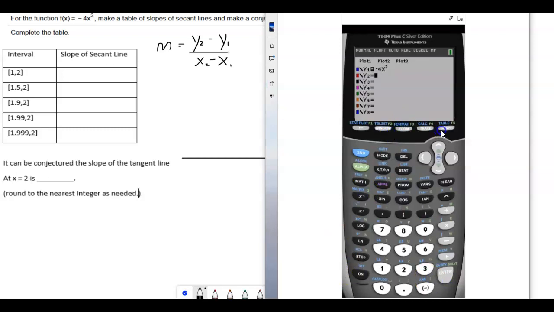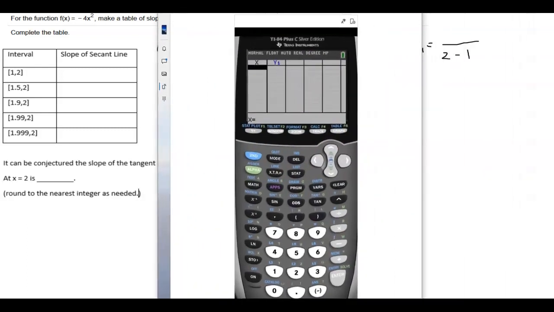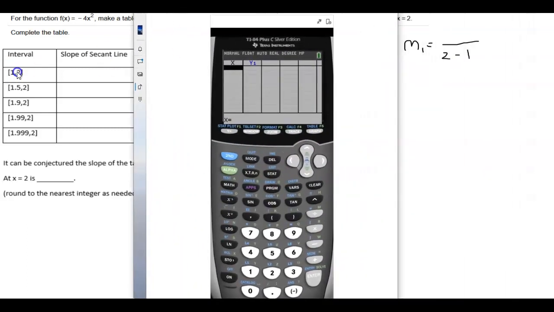I'm going to use my table so I can get those values pretty easily. Make sure that my table set, that's a second window, has the independent variable set to ask, and the dependent variable set to auto. That way I can put in an X and it'll spit me out a Y. Mine's already set, and then I go to second graph, which is my table.